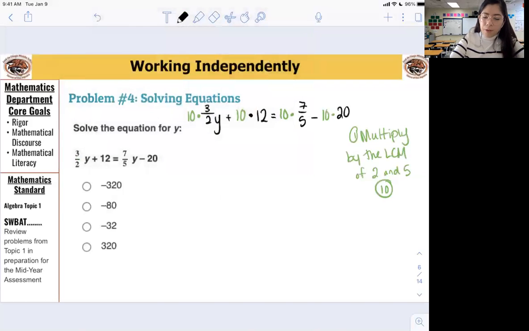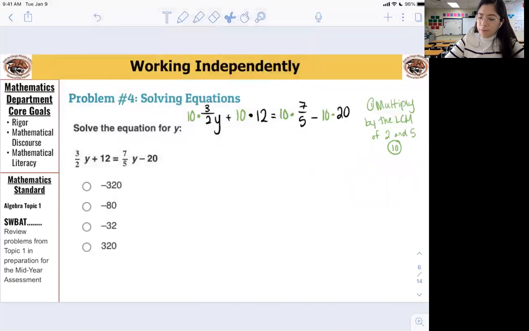Now, I did this problem with group 2, so if you were in group 2, you should know how to do this by now. I want to hear you. I want to hear you participating.